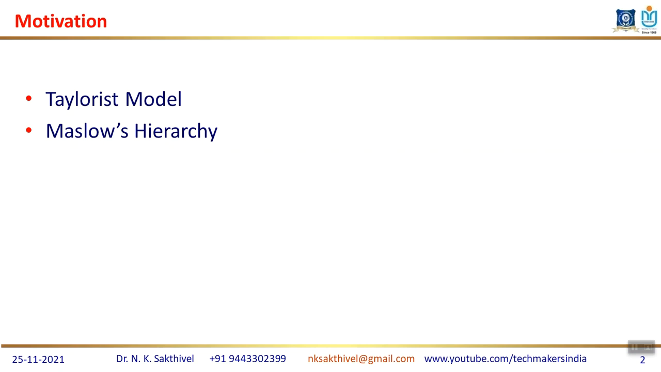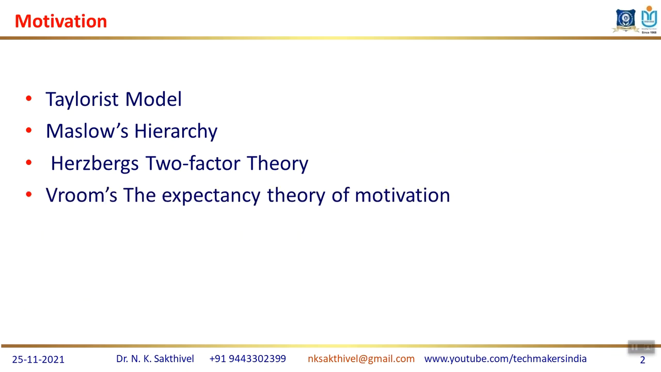We have four models. The first one is the Taylorist model, the second is Maslow's hierarchy model, the third is Herzberg's two-factor theory, and the fourth is Vroom's expectancy theory of motivation. All four, introduced by economists and psychologists, are very good models guiding us, especially helping a project manager to encourage developers to perform better. So we will discuss them one by one.